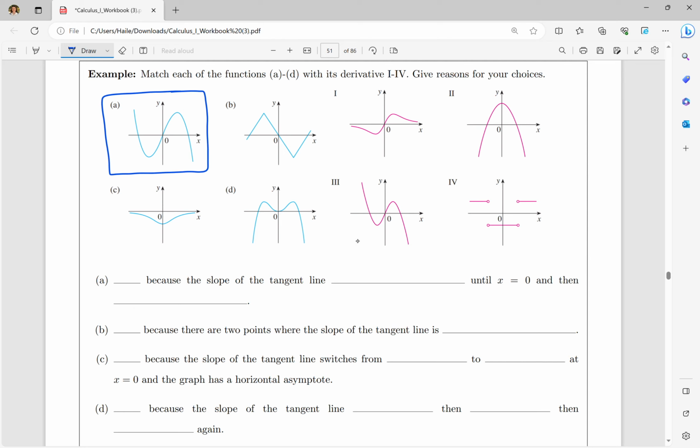so if we think about the tangent line to A, it starts out as a negative slope, but then it gets more and more positive until finally it turns negative again.